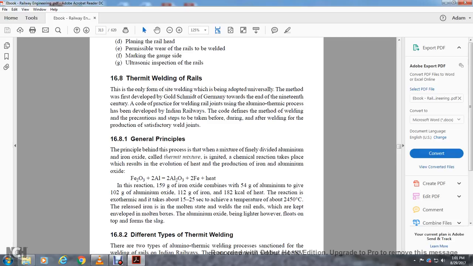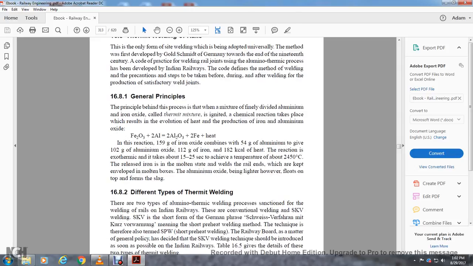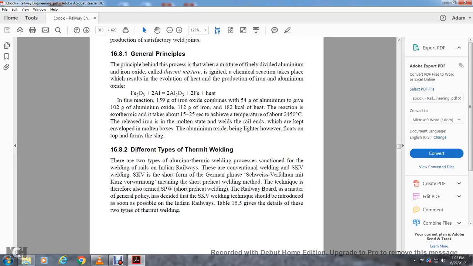In this reaction, 159 grams of iron oxide combines with 54 grams of aluminum to give 102 grams of aluminum oxide, 112 grams of iron and 182 kilocalories of heat. The reaction is exothermic. It takes about 15 to 25 seconds to achieve a temperature of about 2450 degrees Celsius, resulting in molten steel for the rail ends, which are kept in the envelope of the mold. The aluminum oxide, being lighter, floats over the top of the molten steel and forms the slag.